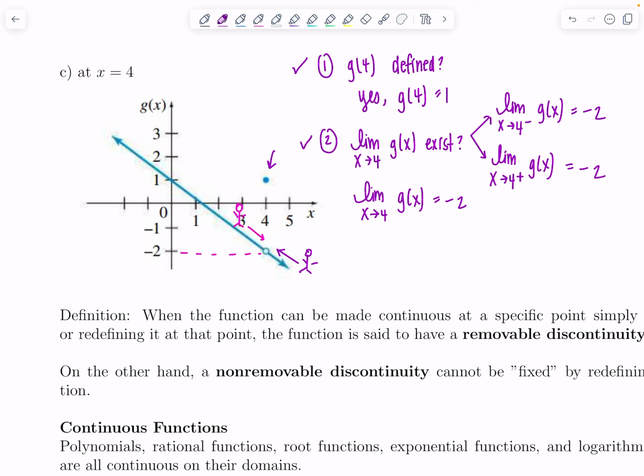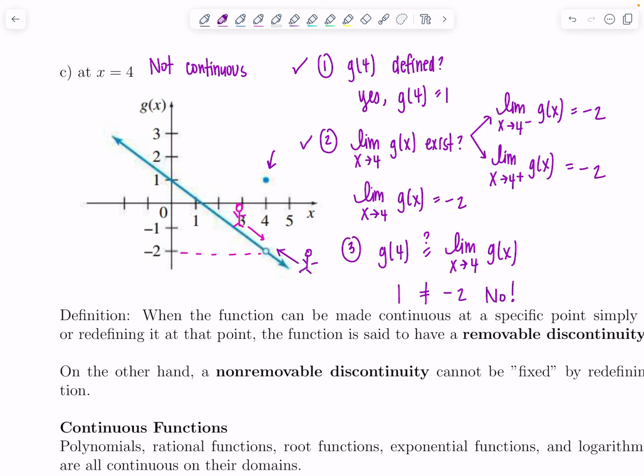Things are looking up. Now, the third condition is that the results from conditions 1 and 2 are equal to each other. So does g of 4 equal the limit as x approaches 4 of g of x? Well, no, g of 4 is 1, and that's clearly not equal to -2. So the third condition failed. So we can say at x equals 4, the graph is not continuous, or discontinuous.